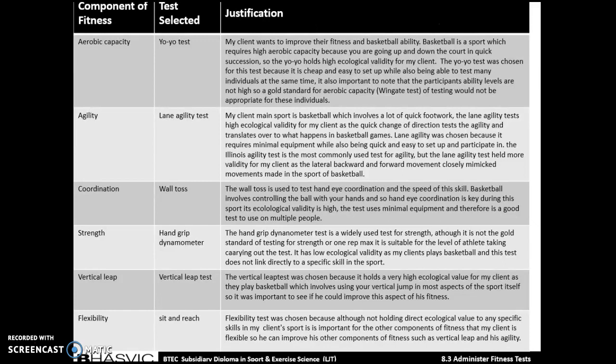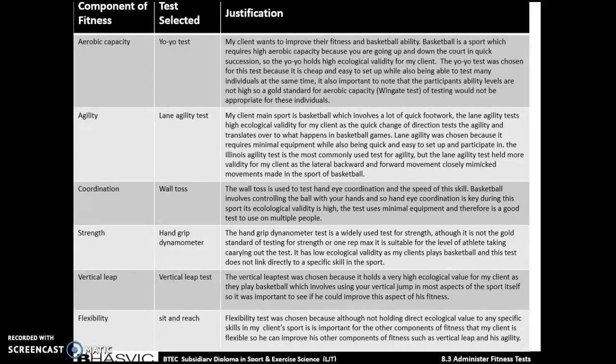So on to my next slide, which is test justifications. So for my 6 tests, I had to justify why they are valid for my client and why he should be carrying out these tests. So at the start, I found out my client played basketball, and he played regularly and for a team. So the 6 tests I chose were based off of his sport. So my 6 tests were aerobic, the yo-yo test, lane agility test, wall toss, hand grip, vertical leap, and sit and reach. So my client wants to improve their fitness and basketball ability.